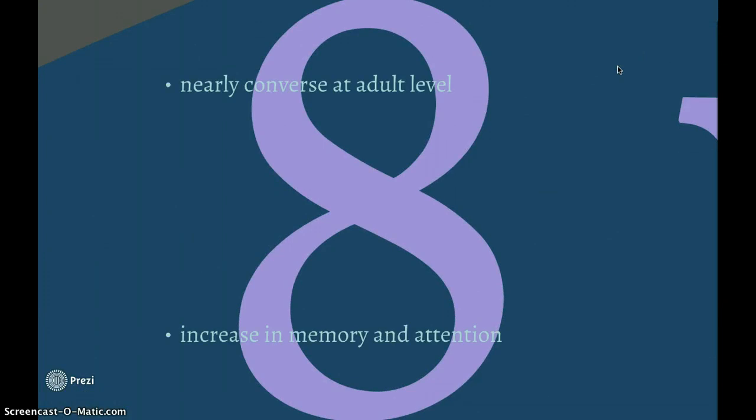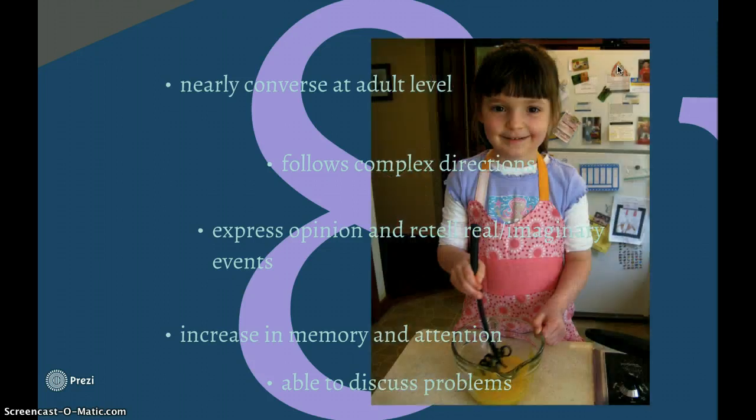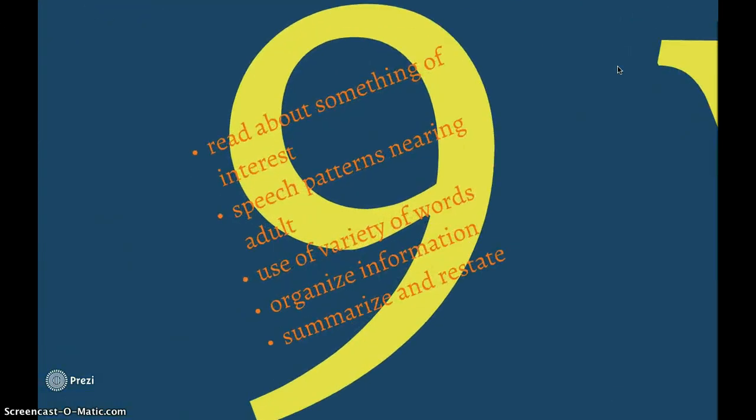By 8, children are able to converse at nearly an adult level. Their memory capability has increased, allowing for longer periods of listening. They're able to follow complex directions with little repetition, such as following a recipe. They're able to talk about their problems, and they learn to express their opinion and can retell real and imaginary events. By 9, students are able to read with a goal of learning about something of interest.